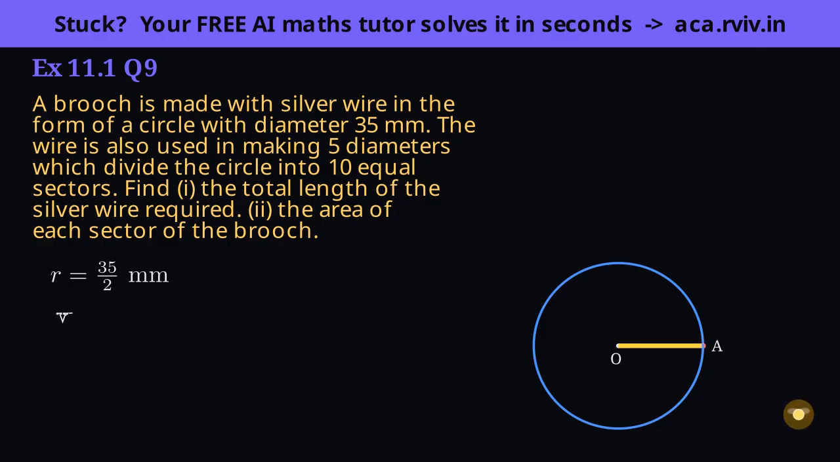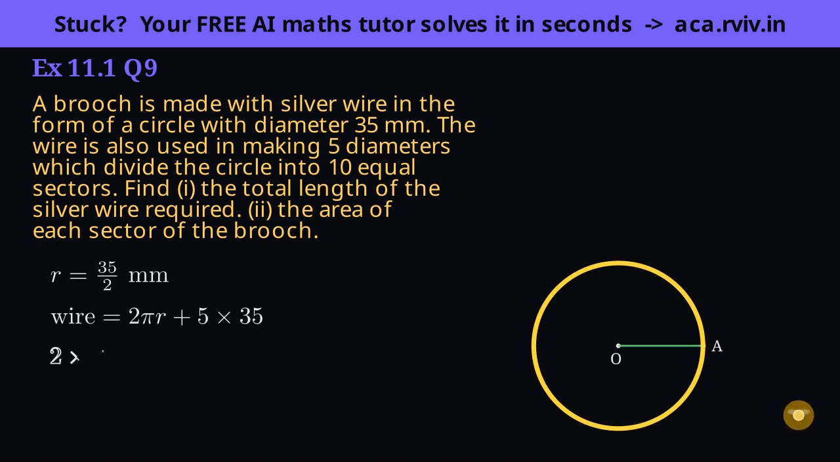Part 1. The total wire. Think physically about where wire goes, once around the outer rim, which is the circumference, plus 5 straight diameters laid across the circle. So the total length is 2 pi r plus 5 times 35.